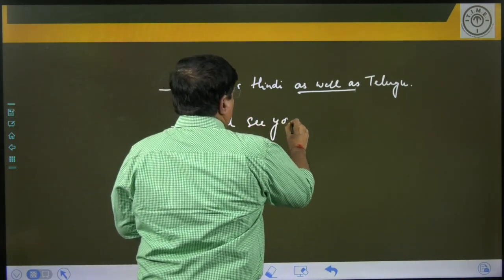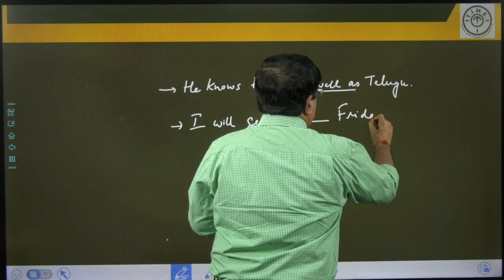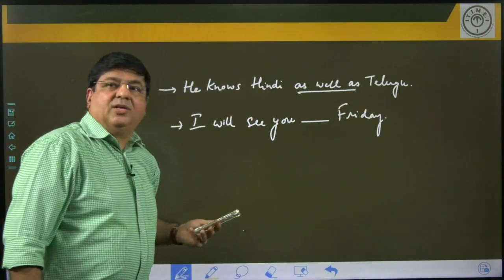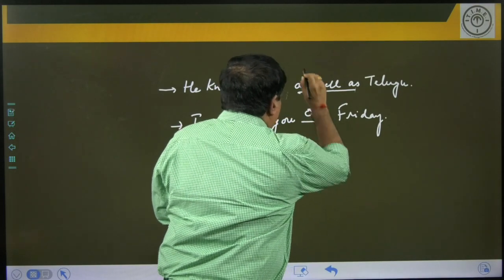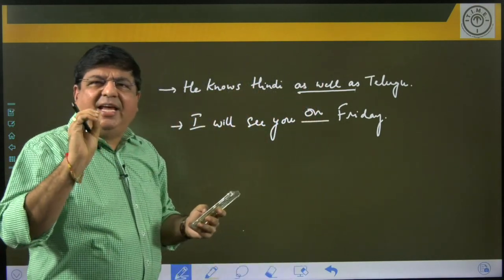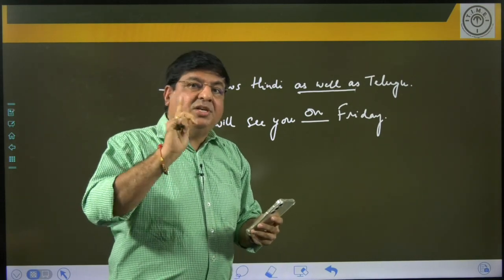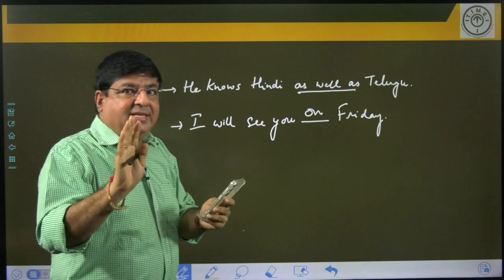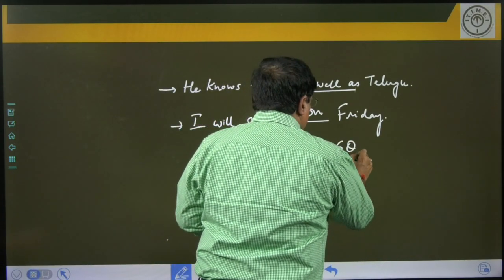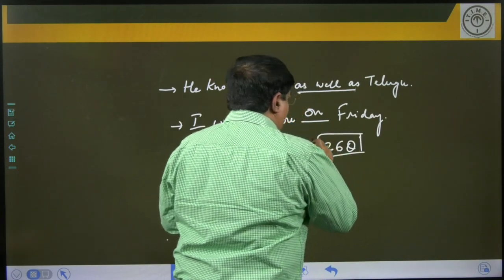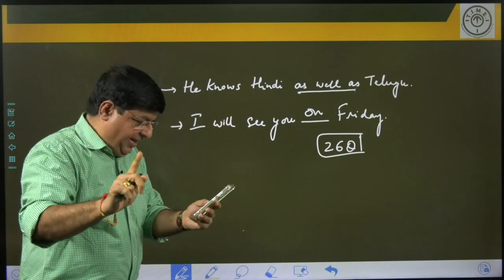ఇంకోటి, I will see you dash Friday. ఏం రాస్తారు చెప్పండి ఈ స్లాట్లో? I will see you on Friday. Very, very easy single liners fill in the blanks in grammar. షిఫ్ట్ 1 షిఫ్ట్ 2 రెండు కంబైన్ చేస్తే మనకు రఫ్లీ 26 క్వశ్చన్స్ ఉన్నాయి. Fill in the blanks with suitable words. 26 questions are there. All the 26 questions are like this, single liner, single word.